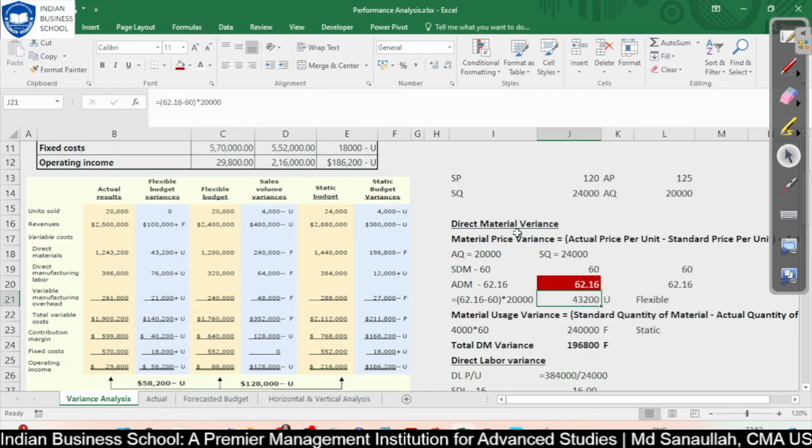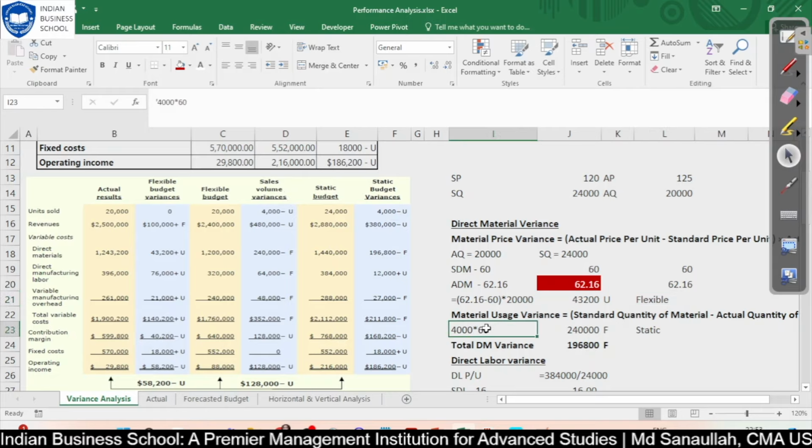Now we want to calculate direct material price variance. There I have calculated. Simply, your formula is actual price, which is 62, minus your standard price 60, and then you will multiply by actual quantity. Okay, you can see actual quantity. So actual quantity you will be having how much? 20,000. Then you will get $43,200 or INR, whatever it is, unfavorable. Okay, based on static budget, you can see the flexible budget variance is saying the same thing. Now we want to know, from a static budget point of view, how much is the volume variance.